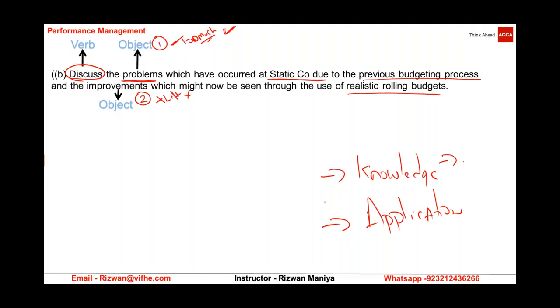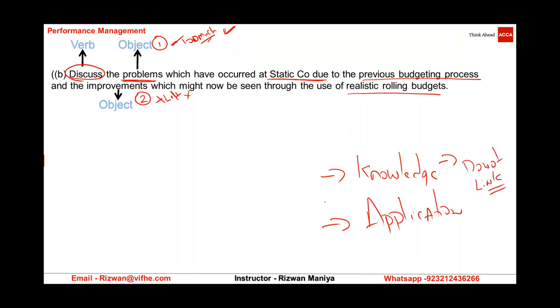If someone asks you what a fixed budget is, you will mention the definition of fixed budget. If someone asks you the benefits of zero based budget, you will just tell the advantages of zero based budget. This is knowledge based, where you do not have to link with the scenario. Are you getting it, every one of you?